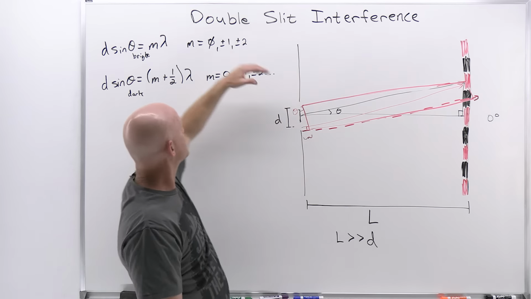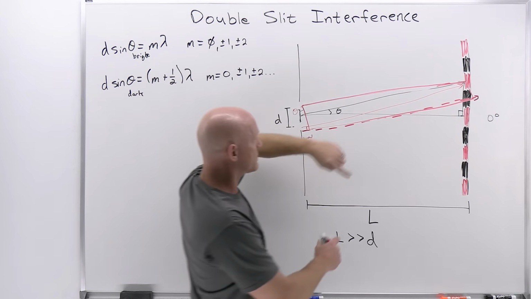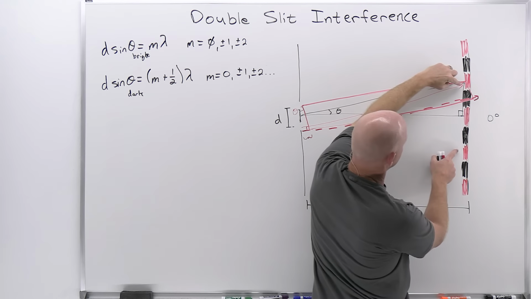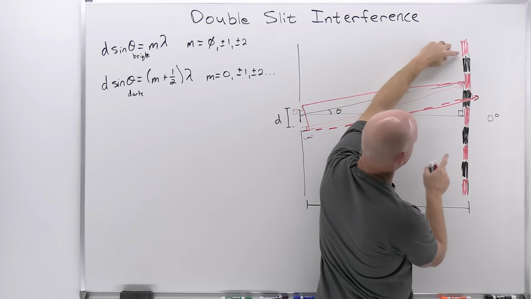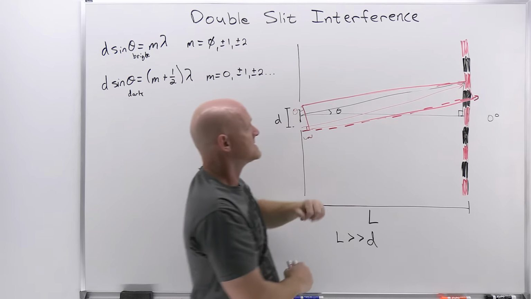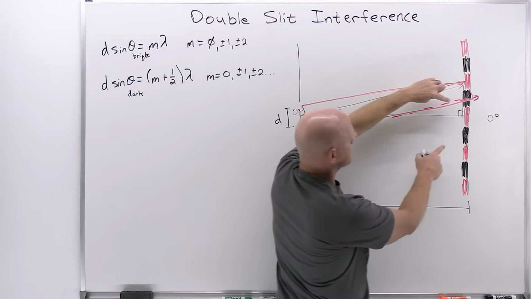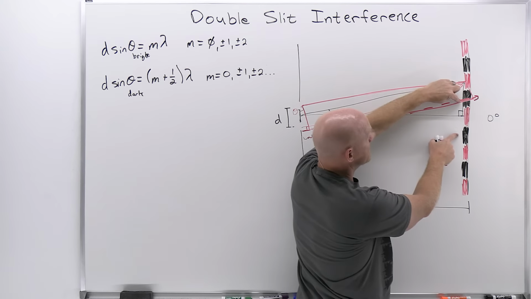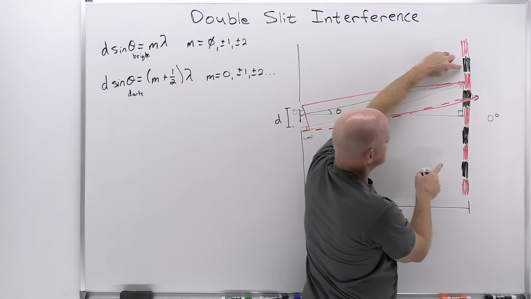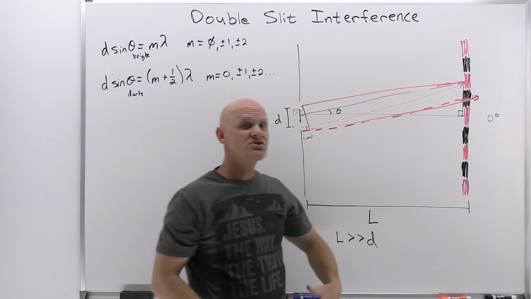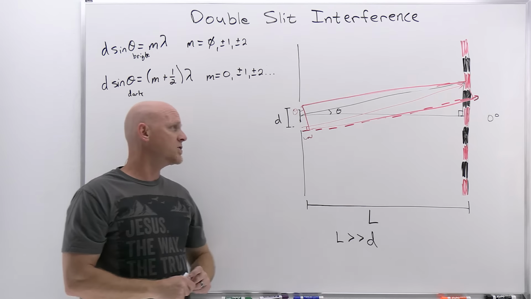You'd have to plug in successive numbers, m equals 1. So for the bright fringes on either side, you'd be plugging in m equals positive 1 and negative 1, positive 2, negative 2. Same thing with the dark fringes. It turns out you get the first dark fringes when you plug in m equals 0 here and here, and then m equals plus 1, minus 1 here and here, and so on and so forth, working your way further out.